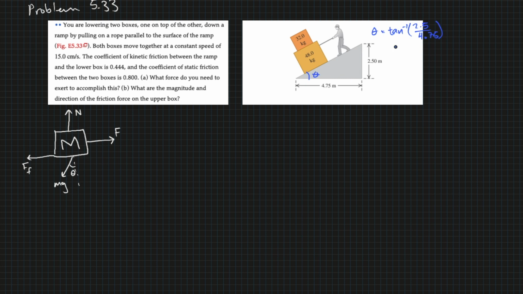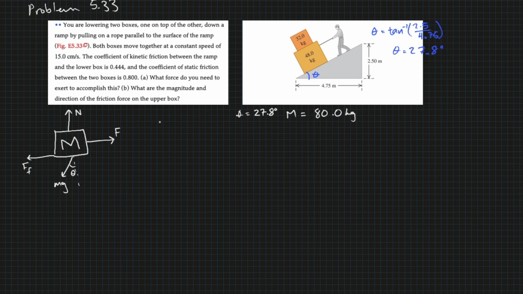And so just doing that math real quick, this comes out to be 27.8 degrees. So real quick, just want to get that out of the way to establish that. So actually, I'll write that right here. Theta equals 27.8 degrees. In this case, the mass big M is going to be equal to the two boxes added together, 48 plus 32, which is 80. And just for my reference, so I can deal with that later.